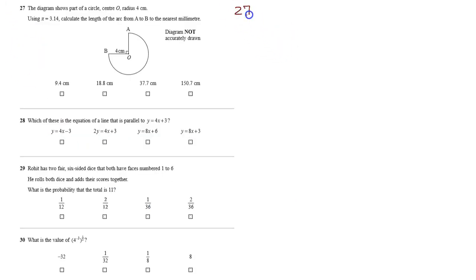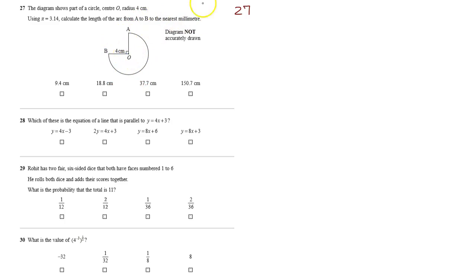Question number 27. The diagram shows part of a circle with the radius 4. This is 4, this is 4. Use pi as 3.14, calculate the length of the arc from A to B. From A to B.